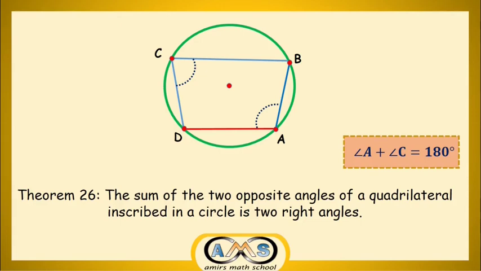The angle A plus angle C is equal to 180 degrees or two right angles, and angle B plus angle D is again 180 degrees or two right angles. That's all for this circle theorem.